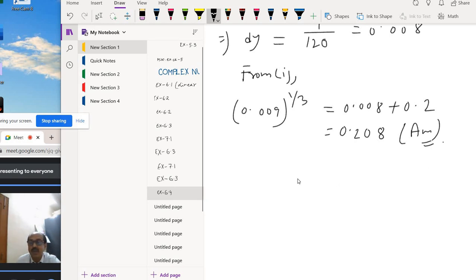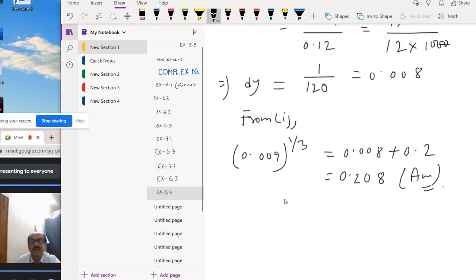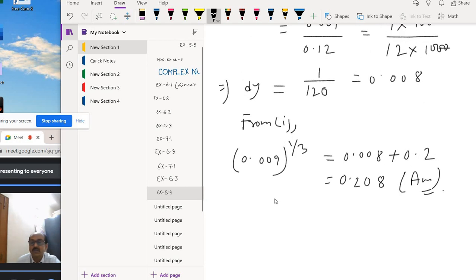So is it clear how to find the approximate value? Practice all these questions, and try questions number 4, 5, 6.